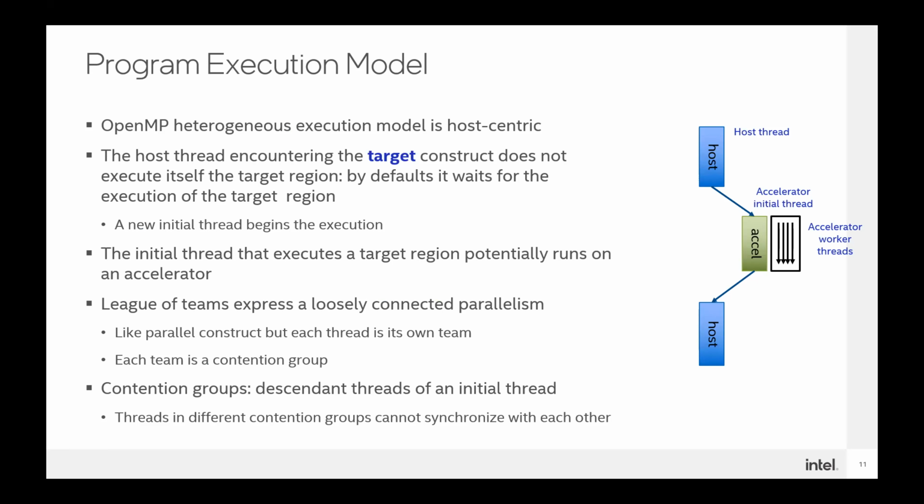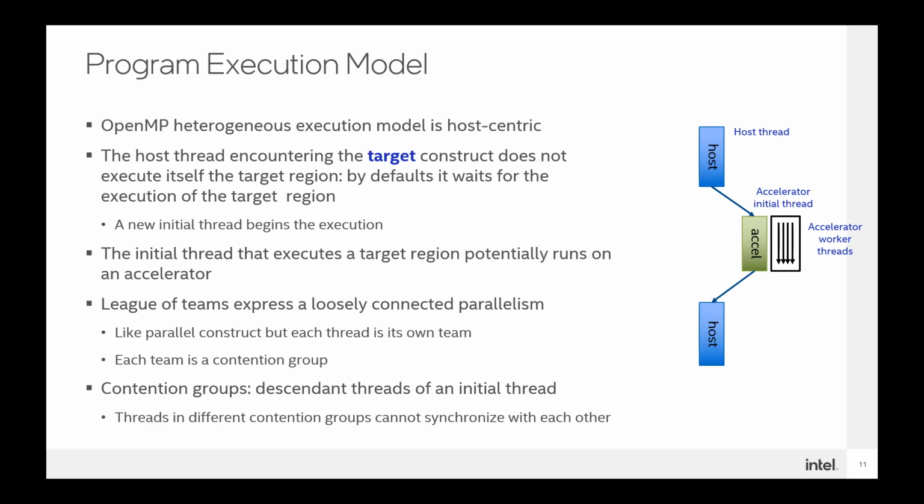And the initial thread that has been created on the accelerator can potentially run the task on the accelerator. Why potentially? Because it is possible that the application runs on a machine without accelerators, or that, for instance, the target construct has an if clause that for any reason is evaluated to false. Under these circumstances, the new initial thread will run on the host, not on the accelerator. And this is what allows OpenMP applications to be portable among systems with and without accelerators.